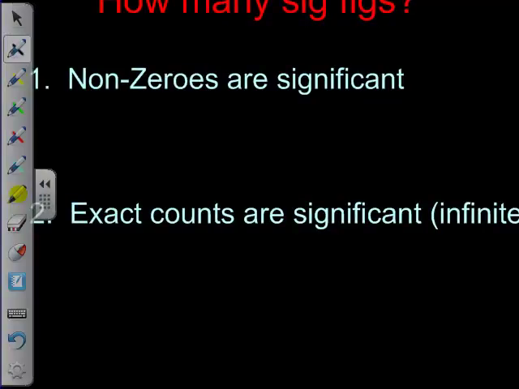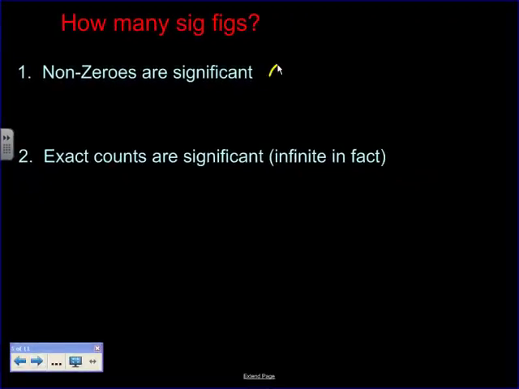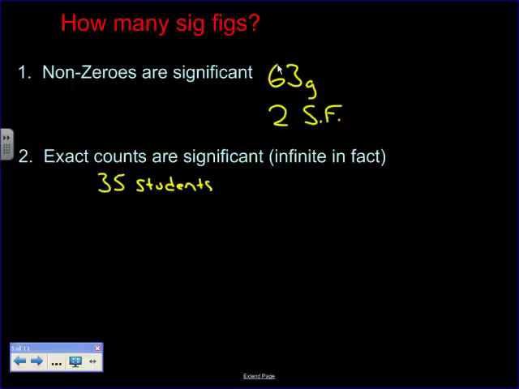So here are the rules. You've got the rules in your notes, but we're going to go over examples of each of these rules as well. So rule number 1, pretty simple, non-zeros are significant. Okay, and since that makes up 90% of your numbers, that's pretty good. So if we look at something like 63 grams, both of those digits are non-zero. 6 is non-zero, 3 is non-zero. They're two significant figures.